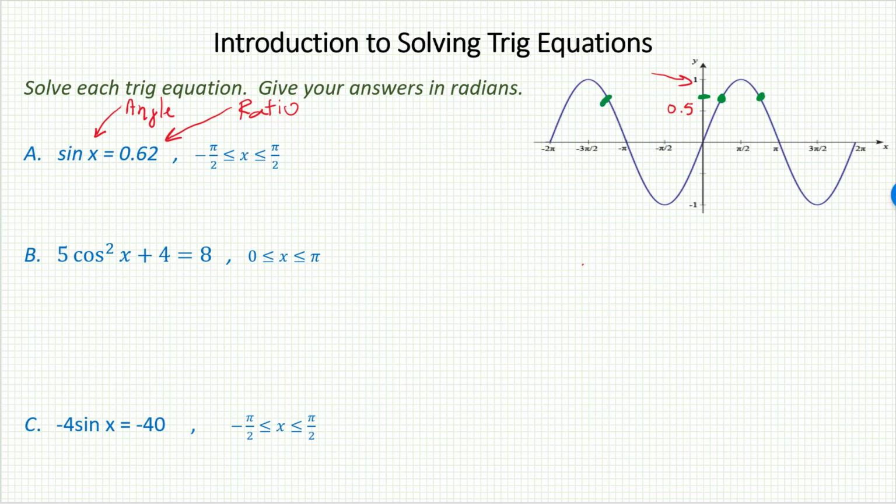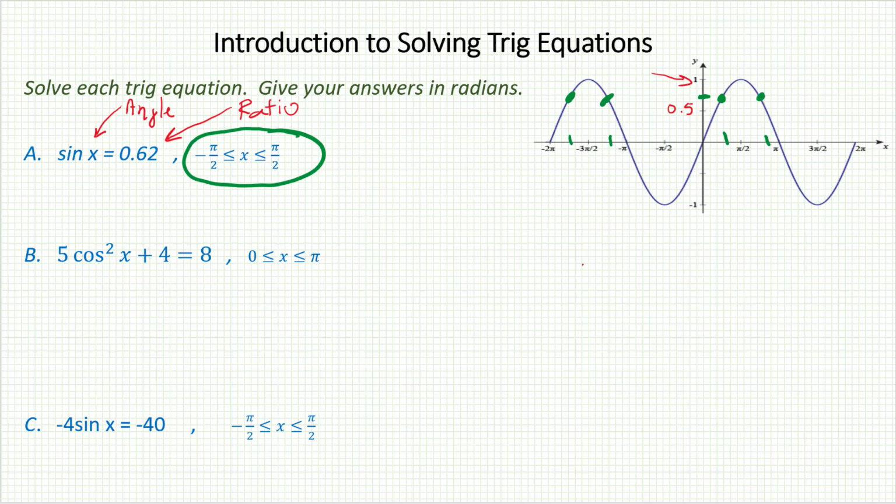There's more on this side and here, and you know this graph goes on forever in both directions, which means there's an infinite number of angles. All of these angles that we just marked lead to that ratio of 0.62. Trig equations tend to have an infinite number of solutions, unless there's a restriction given. And that's what we have here. Notice we're not being asked to find all the solutions. We're only being asked to find ones between negative pi over 2 and pi over 2.